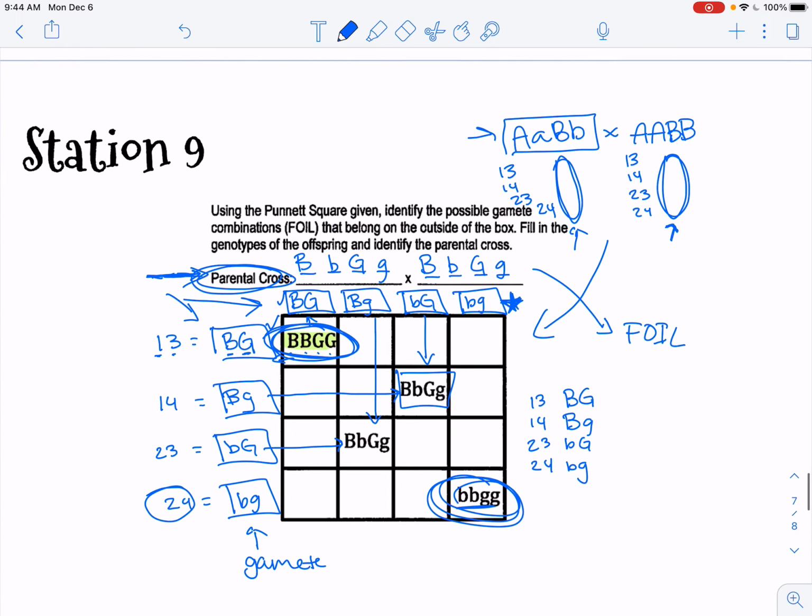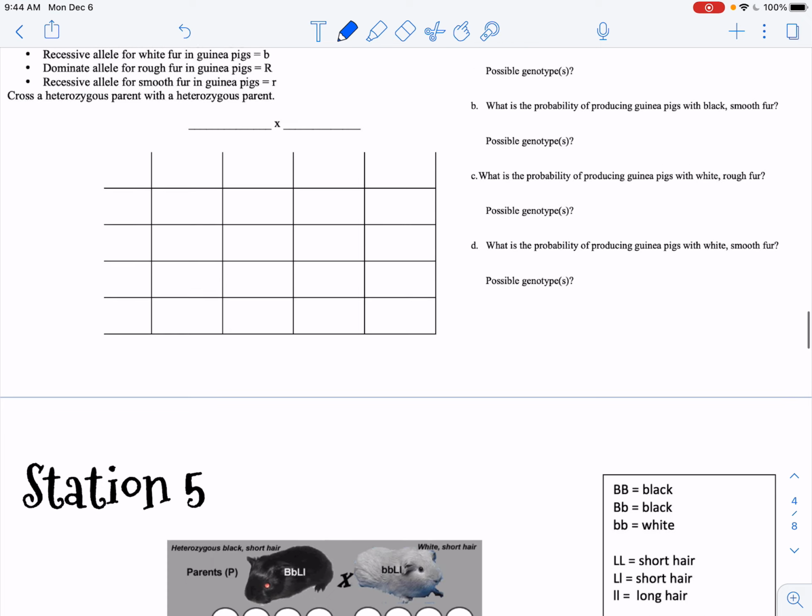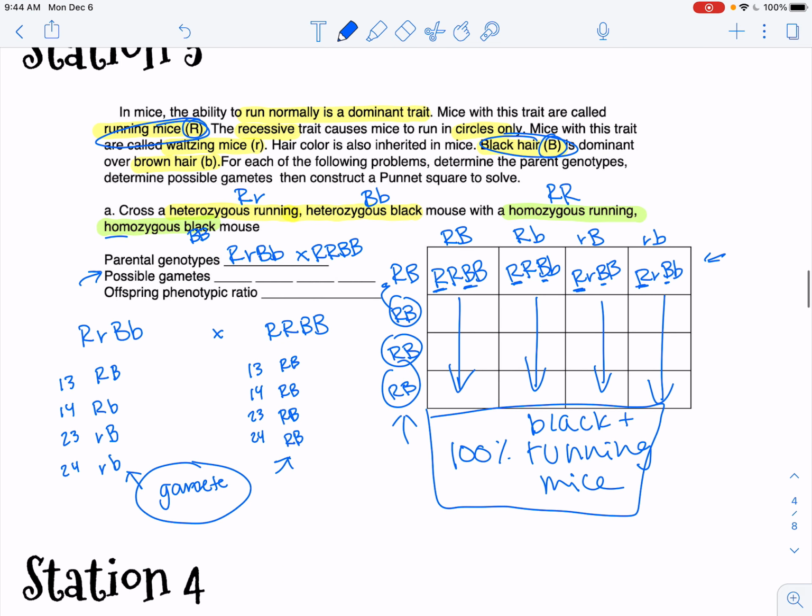So it's really helpful when you guys go through and you highlight, where are we? When you highlight important information or underline or circle important information as you're doing this, because this stuff, like identifying the parents, is really easy. But remember, if you get the parent cross wrong, if this statement is wrong right here, then your entire square is going to be wrong. And that's going to be a very sad situation because you're going to have to do the entire thing again. Okay, so double check your parental cross, read the statement twice, make sure that it makes sense before you start. Otherwise, you're going to waste a whole lot of time.